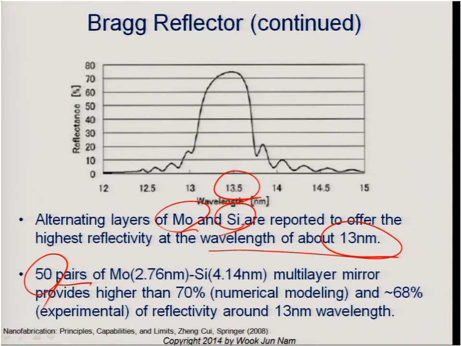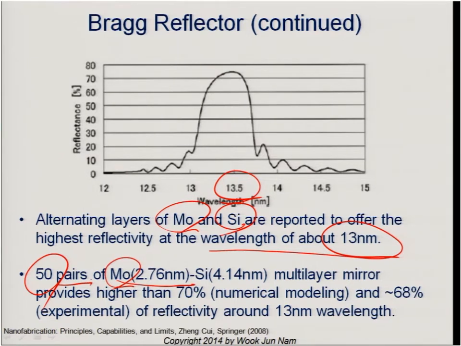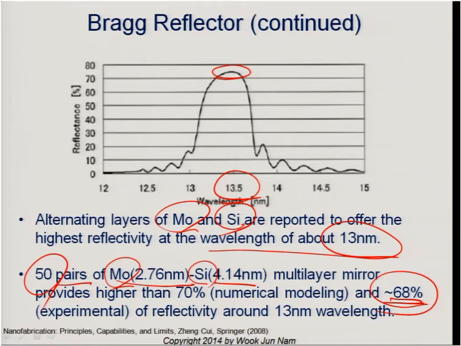and because of all those imperfections of the layers, people just optimize the thickness of the molybdenum as 2.76, and silicon as 4.14 nanometers. With 50 pairs of those alternating layers, people can achieve a little bit higher than 70% reflectivity. And then in experiment, it is closer to 68%. Still, we are losing about 30% of the light by this kind of mirror. But still, this is pretty good.